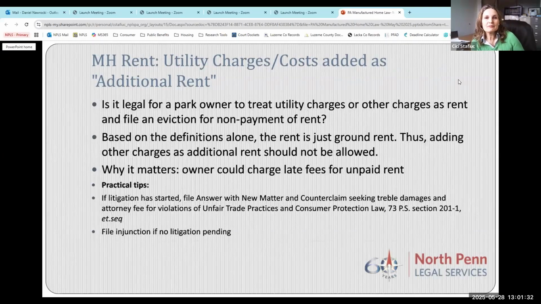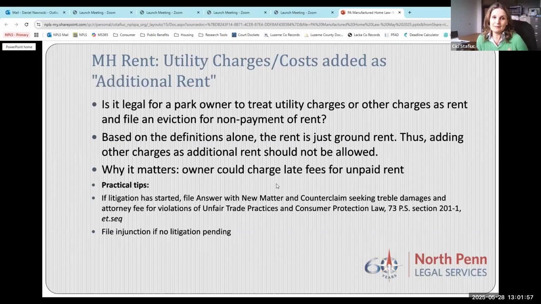So based on the definitions alone, the rent is just ground rent. Thus, adding any other charges as additional rent should not be allowed. Now, why does it matter? Because owners could charge late fees for unpaid rent. So for that $1,000 that supposedly my client owes as additional rent, she's being charged $25 extra.